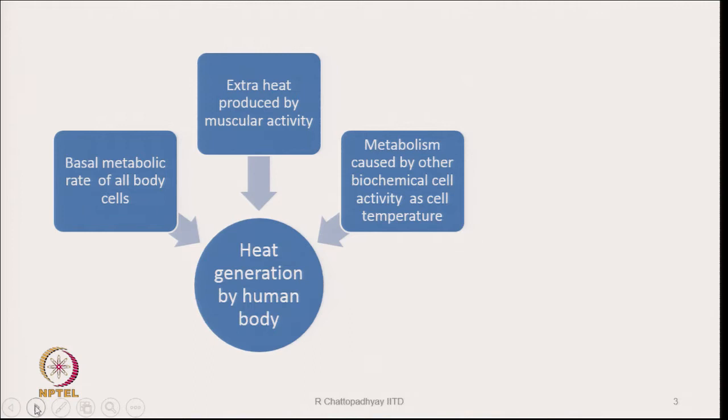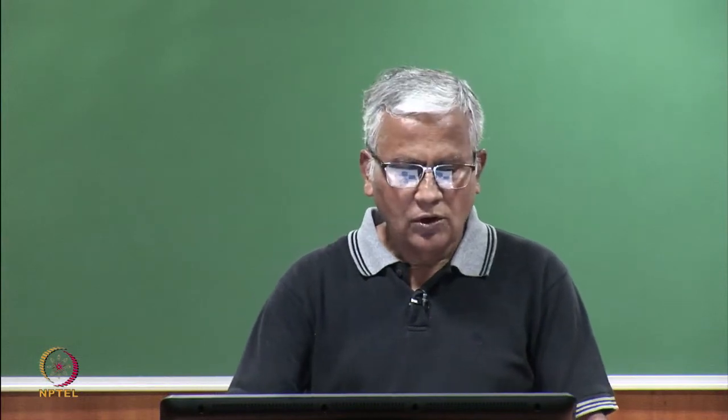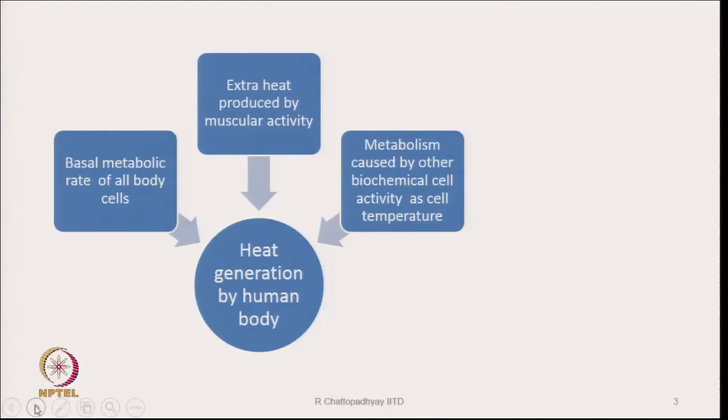Now, what are the different sources of heat generation? We should know that the first thing is the basal metabolic rate of all body cells, and therefore, it is called metabolic heat that the body is continuously generating. A dead man cannot generate heat. So, therefore, a dead man is always very, very cold. Otherwise, since birth we are always generating heat, and this is the manifestation that we are basically alive.